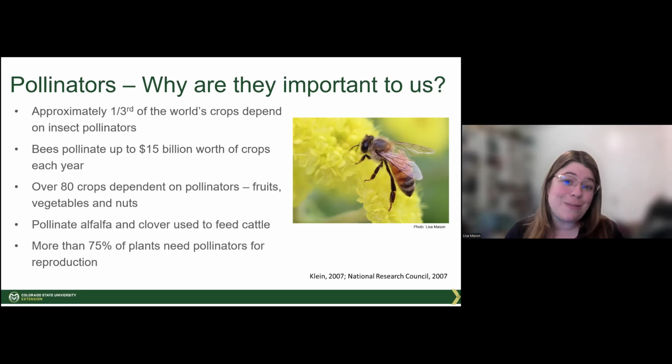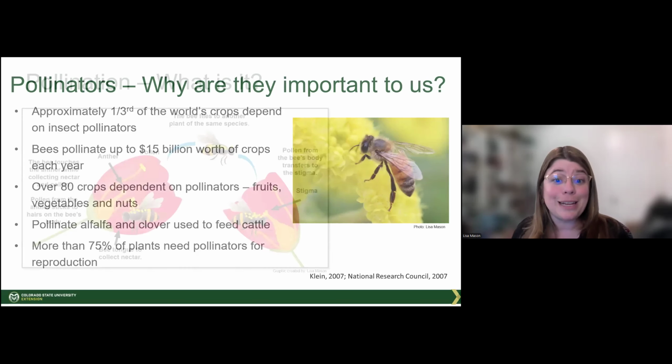But the benefits of pollinators actually extend way beyond just pollinating our fruits and vegetables. One example is that pollinators will pollinate alfalfa and clover, which are food sources for our cattle. So our meat and dairy industries are also dependent on pollinators. And from an ecosystem perspective, about 75% of the plants around the world are dependent on pollinators for plant reproduction.